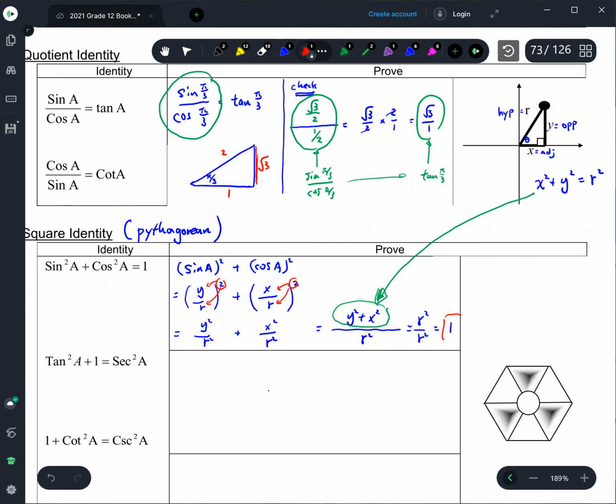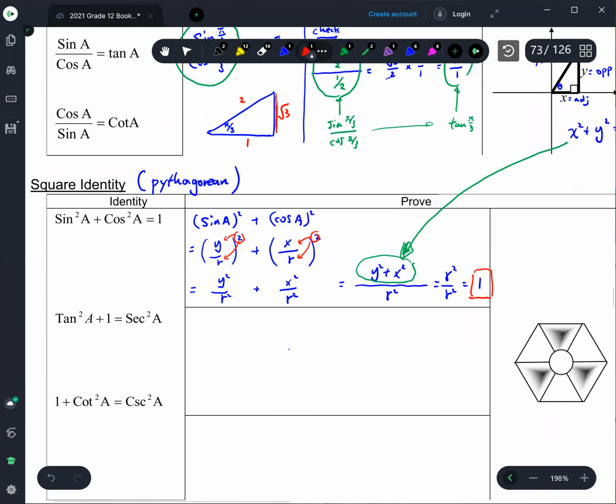It shows you that it doesn't matter which angle you are, which quadrant the angle turns to. If you use the reference angle, the right triangle, you will always end up with 1. You get sine squared plus cosine squared equals 1. It helps you to simplify. So please copy this notes down.